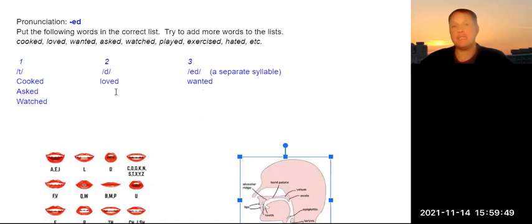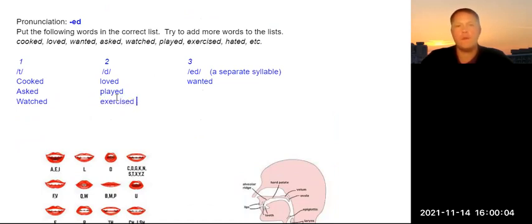Played, played. Column 2, d. Exercised, exercised. Column 2. And hated, hated, hated, ud. That's a separate syllable. And can you think of some more verbs?